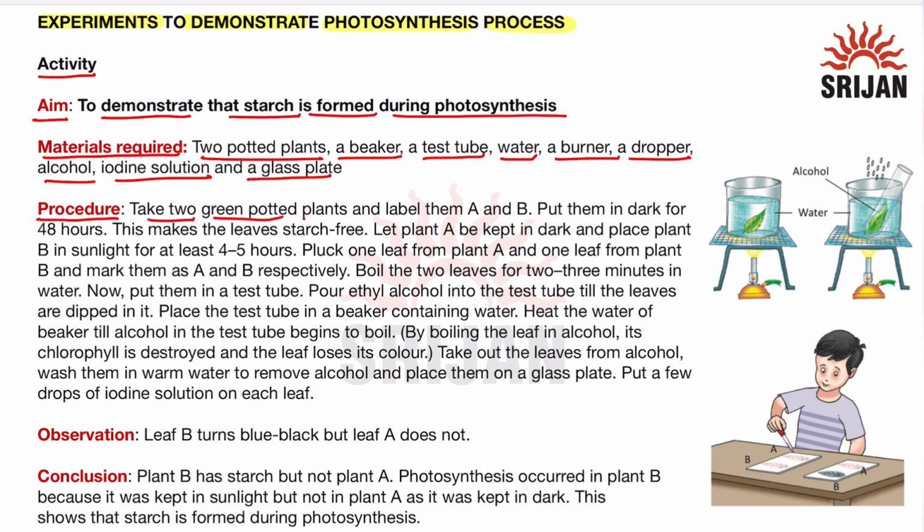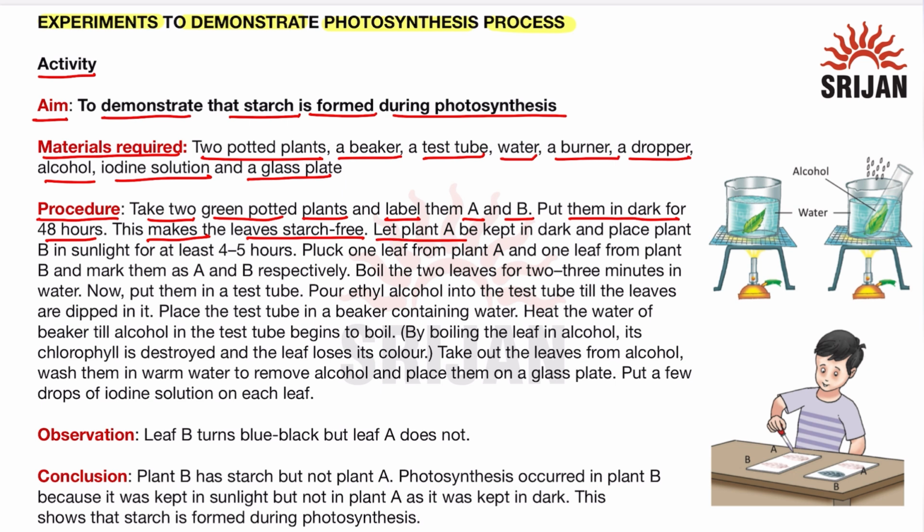Take two green potted plants, as only in green parts photosynthesis will occur, and label one as A and second as B. Now put them in dark for 48 hours. This makes the leaves starch free, as in absence of sunlight the leaves will not be able to perform photosynthesis and hence starch will not form.